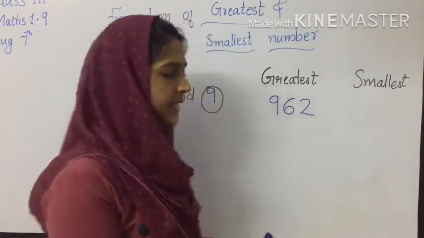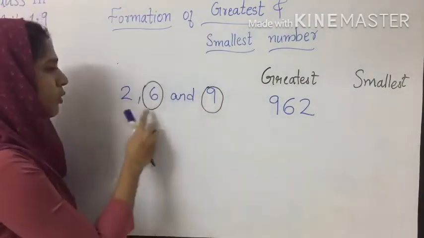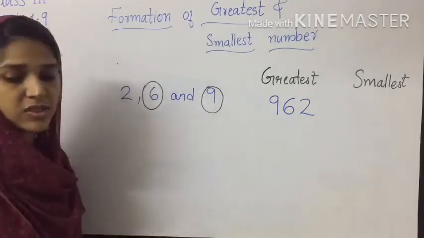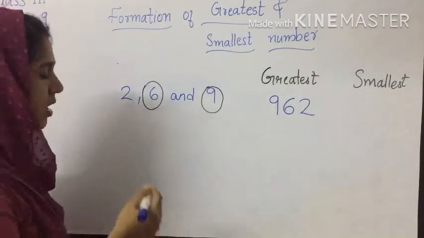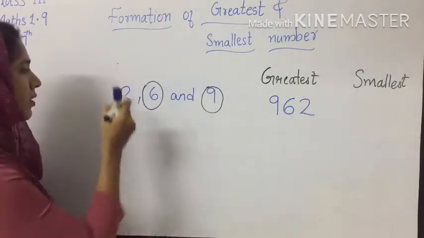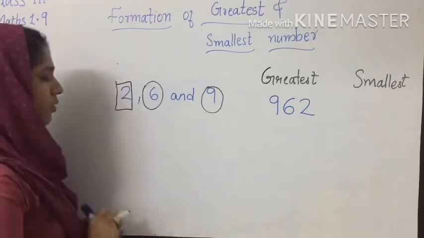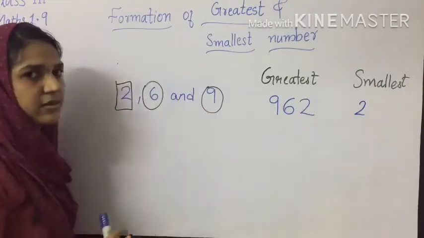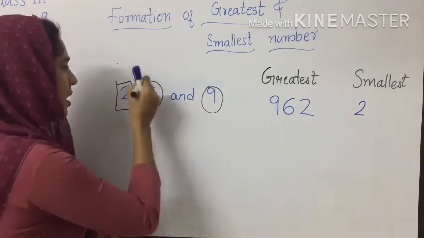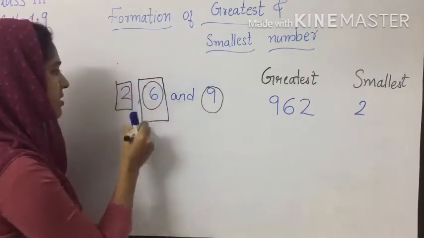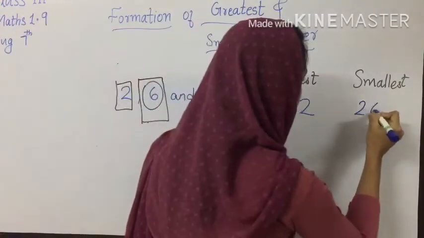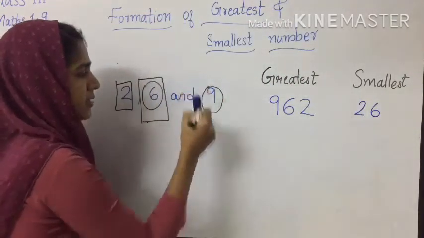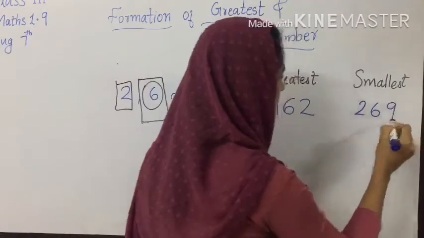Okay. Now we are going to form the smallest number, and the smallest number will always start with a small digit. Look, 2, 6 and 9. Which is the smallest number among these? It is 2. So we have to write 2 first. Now 6 and 9 are there. Which is the smallest? It is 6. So we are writing 6 here, and last it is 9.